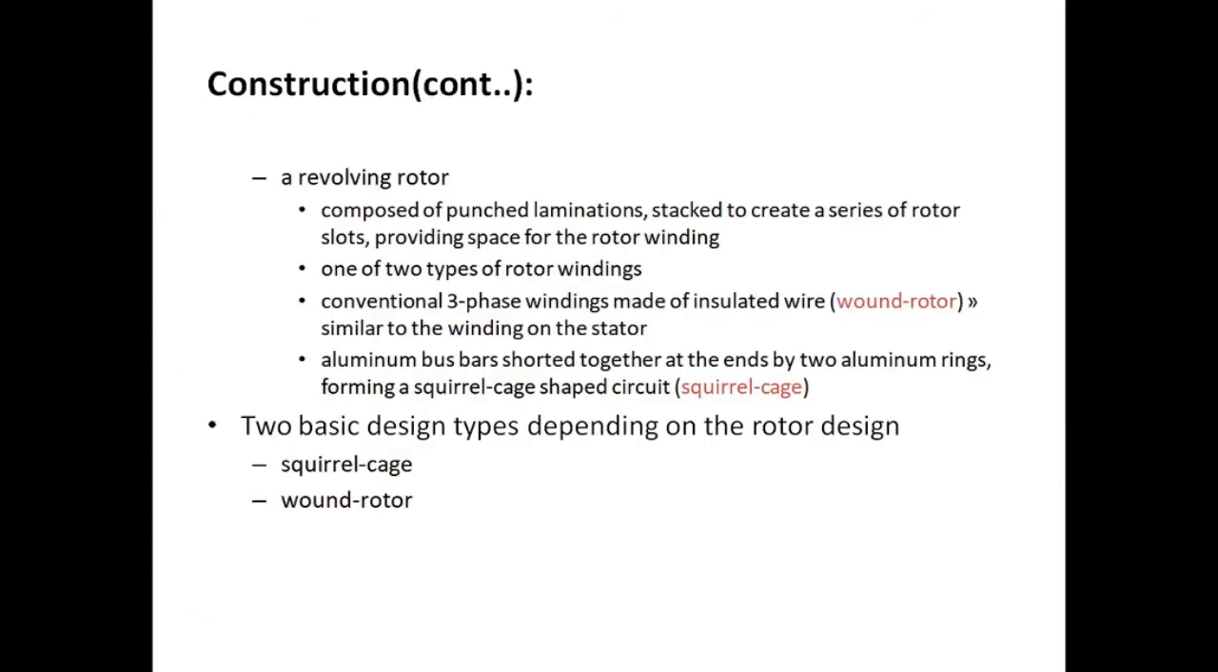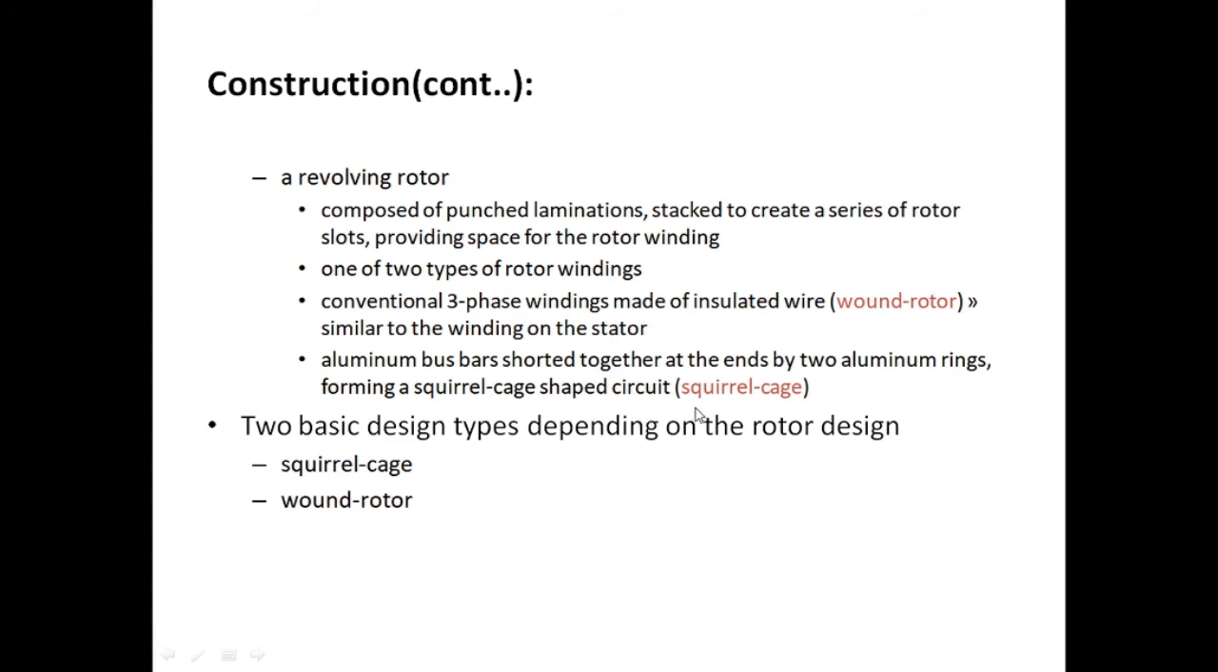And revolving inside it is the rotor, the second part, which is the rotating part. It is laminated to reduce eddy current losses. The rotor winding is either a conventional three-phase winding made of insulated wire, or aluminum bars shorted together at the ends by aluminum rings in the squirrel cage rotor.